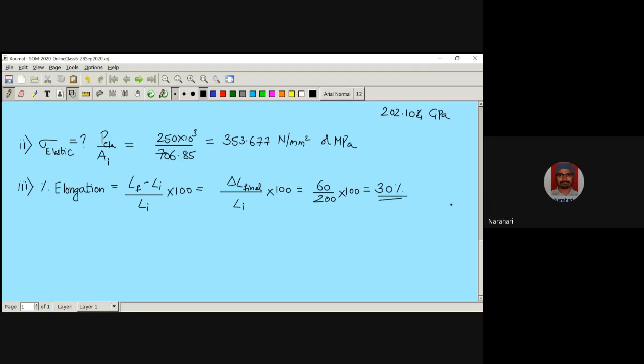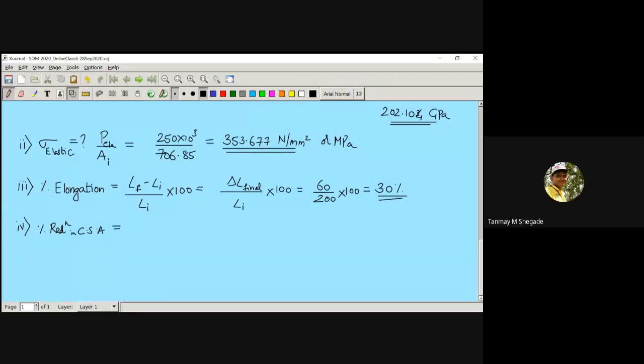So these are all the final answers. Then the last one is percentage reduction in cross-section area.